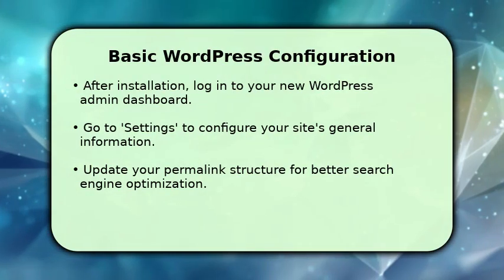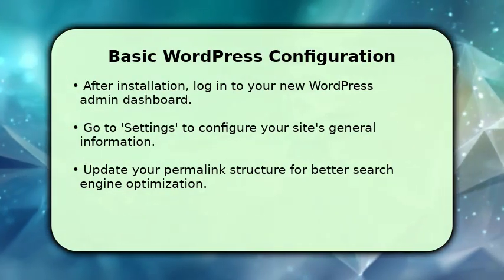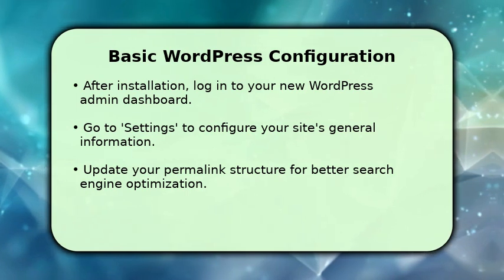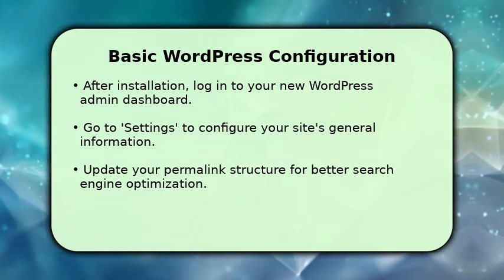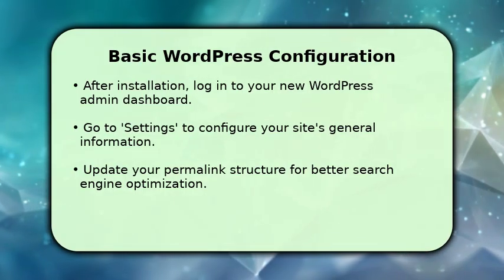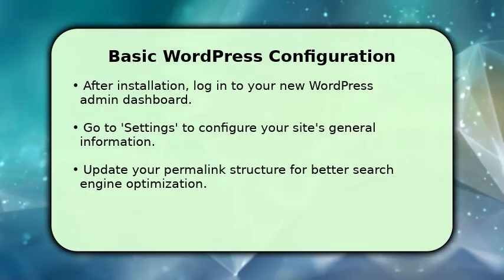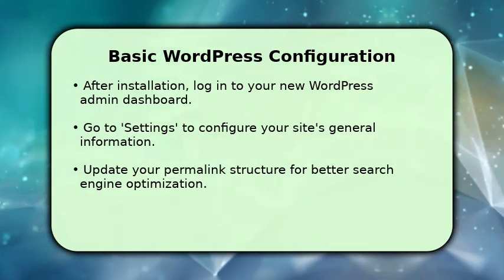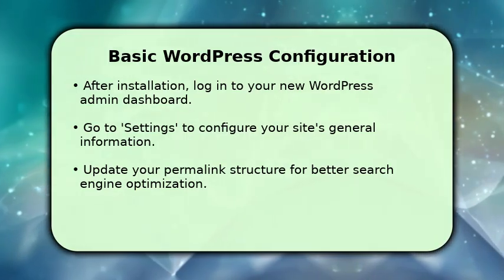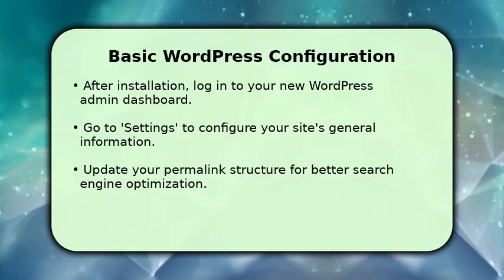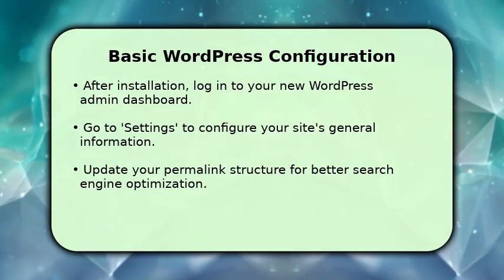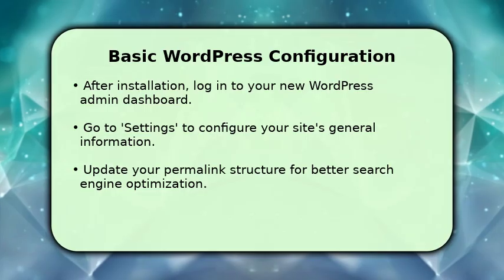With WordPress successfully installed, it's time for some basic configuration. Log into your WordPress admin dashboard using the credentials you just created. First, navigate to the Settings menu to adjust your site's general information, like the site title and tagline. It's also a good idea to update your permalink structure for improved search engine visibility. Finally, consider enabling an SSL certificate to ensure your website is secure and trustworthy for all your visitors.